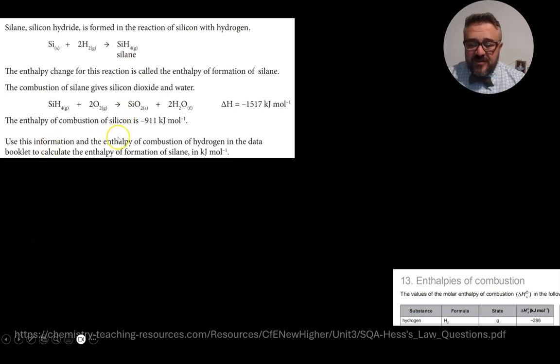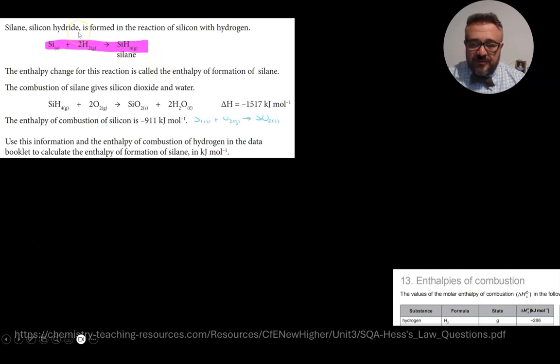So use this information and the enthalpy of combustion for hydrogen in the data booklet to calculate the enthalpy of formation of silane. Here's where the water molecule is, so you can see where the combustion of hydrogen is going to come in, because hydrogen plus oxygen gives you water. And I've just pulled this out of the IB data booklet. The enthalpy of combustion for hydrogen, H2 as a gas, is minus 286 kilojoules per mole. So, a lot of different things in this question. We have to write some equations down. We have to come up with them ourselves.